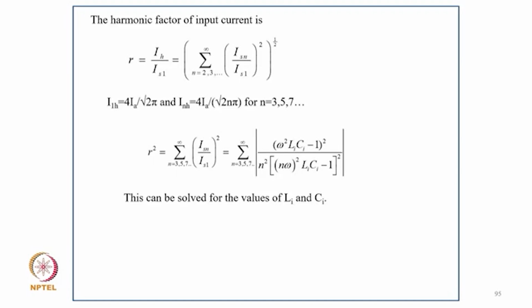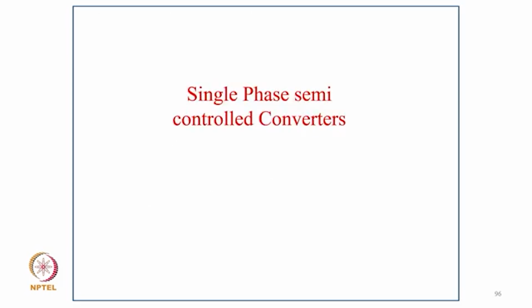R² equals the sum over n equal to 3, 5, 7 to infinity of (ISn upon I1) squared, equal to the sum over n equal to 3, 5, 7 to infinity of the absolute value of (ω² LiCi minus 1) squared divided by n² times (n²ω² LiCi minus 1) squared. So this value can be solved for the Li and Ci.